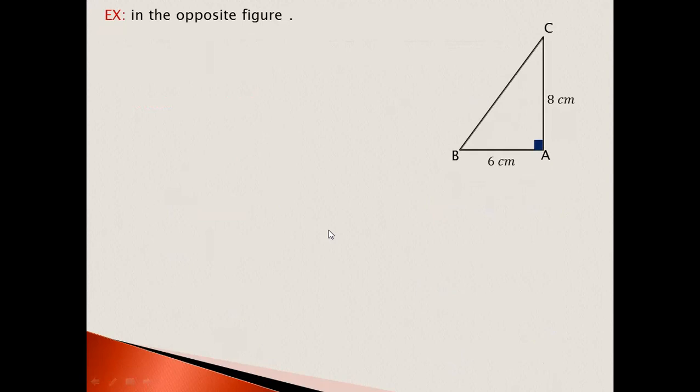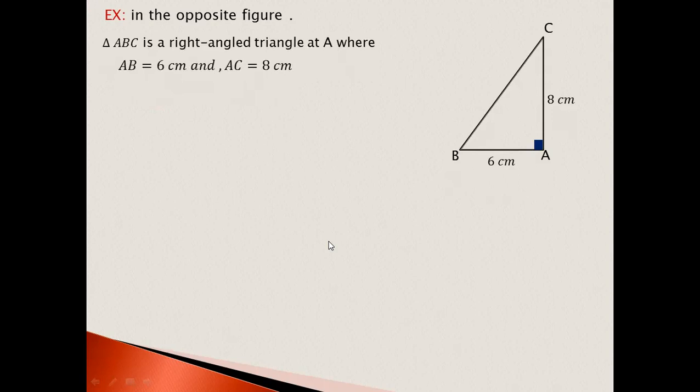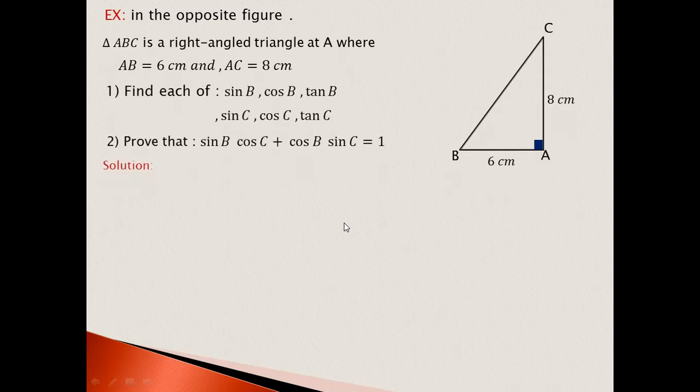In the opposite figure, ABC is a right angle triangle at A, where AB equals 6 centimeters and AC equals 8 centimeters. We need to find each of the trigonometrical ratios according to the angle B and angle C, and then prove that sine B cosine C plus cosine B sine C equals 1.